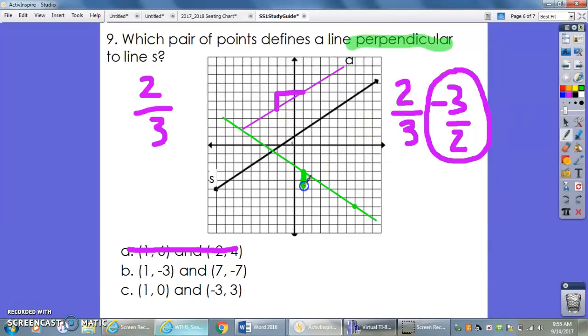It's 1, 2, 3, 4, and 1, 2, 3, 4, 5, 6, so 4/6. Negative, because when the line goes down from left to right, it's negative, so I'll put negative right there. And then I do want to reduce that. It's going to reduce to -2/3, and if you've forgotten how to reduce, you can use your calculator.